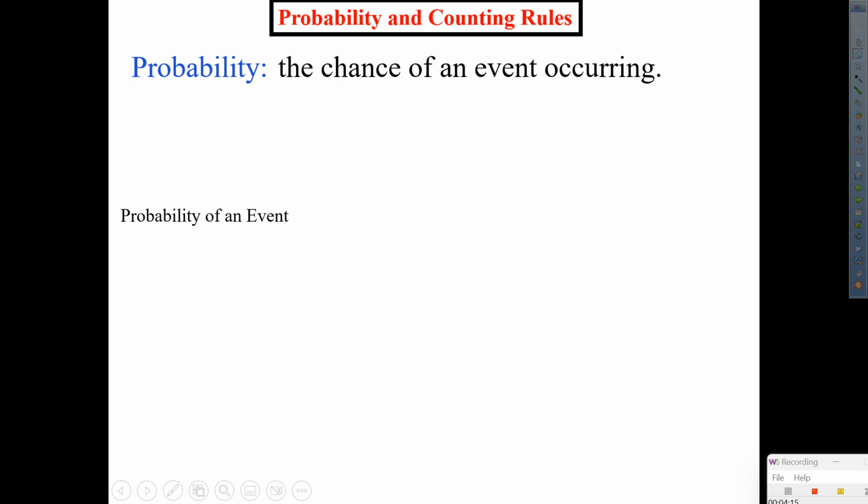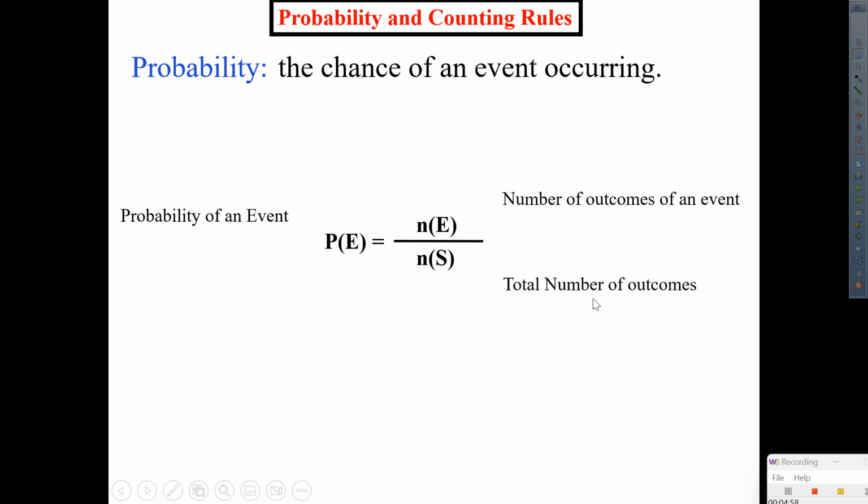And there's a formula for that. Yay, you're like, what? That's weird. It's known as P of E equals N of E over N of S, where P of E is the probability of an event, N of E is the number of outcomes of a particular event, and N of S is the total number of outcomes of the sample. That's what the S stands for, the sample.